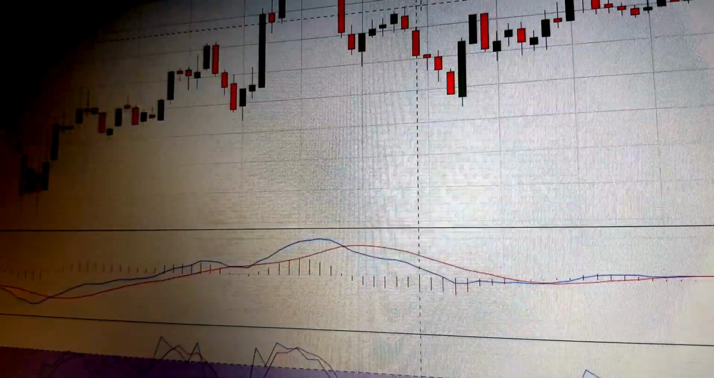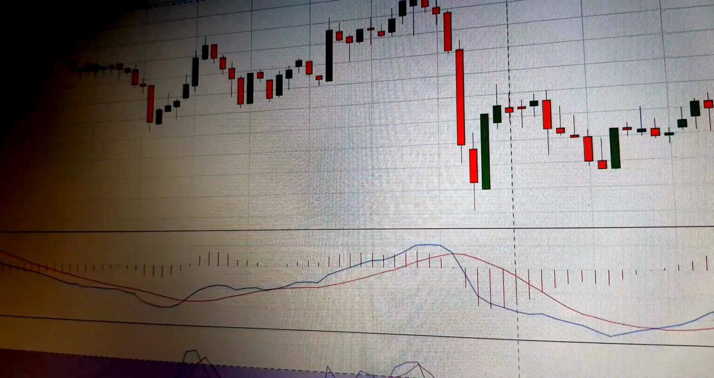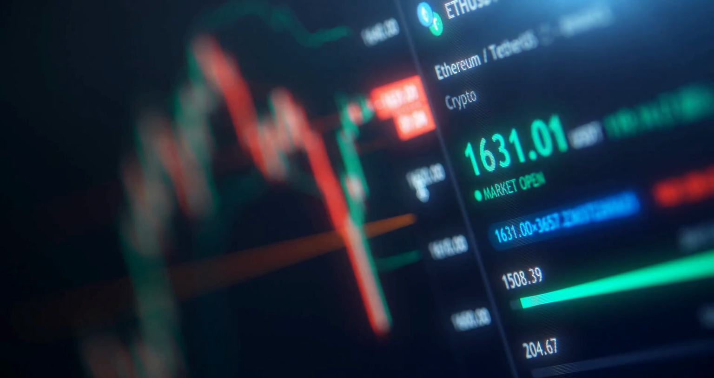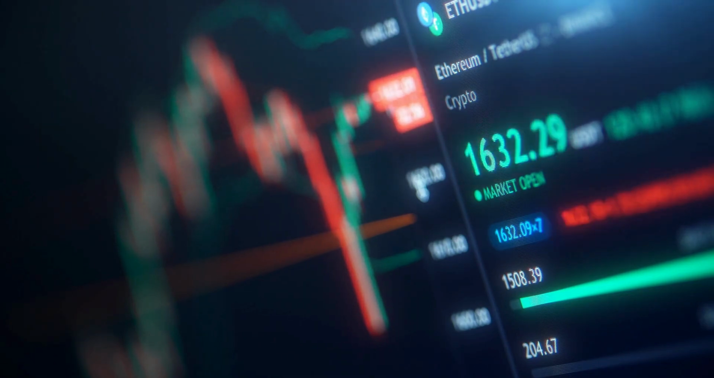Conclusion. Orders are essential tools that every trader must master. By understanding the different types of orders and how to apply them, you can significantly improve your results in the Forex market. The key is to use them strategically and align them with your trading goals.